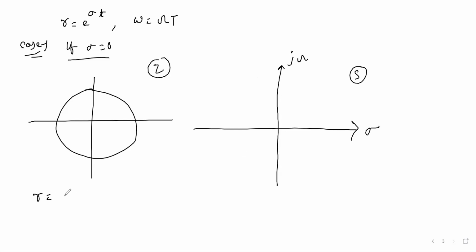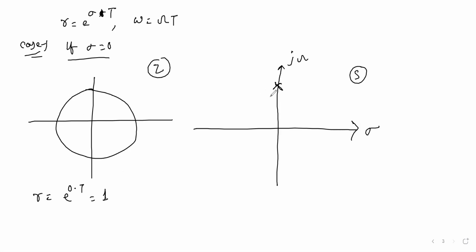r equals e to the power 0, multiplied by T. This is capital T, not small t. e to the power 0 multiplied by T, what is the value? Equals 1. Yes or not? What do we understand? We can understand that the j omega axis maps to the circumference of the unit circle in the Z plane. And any pole on the j omega axis means what?